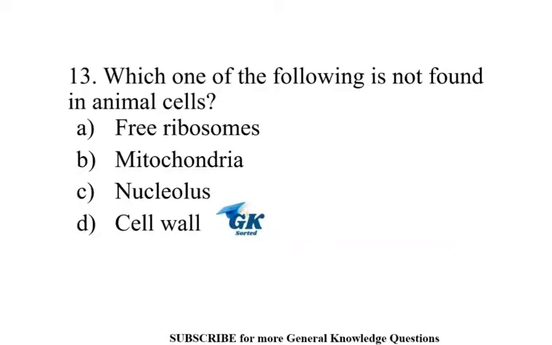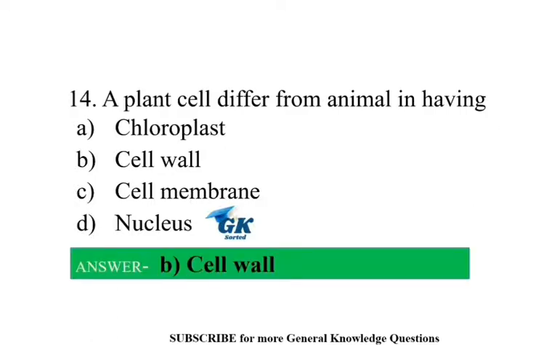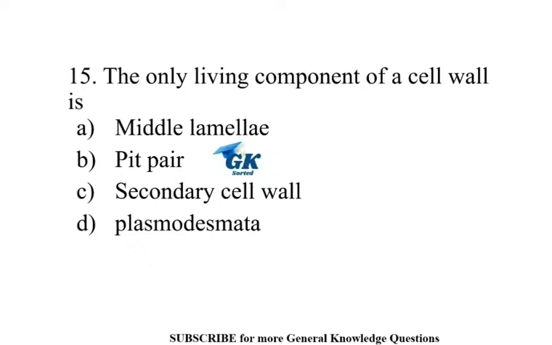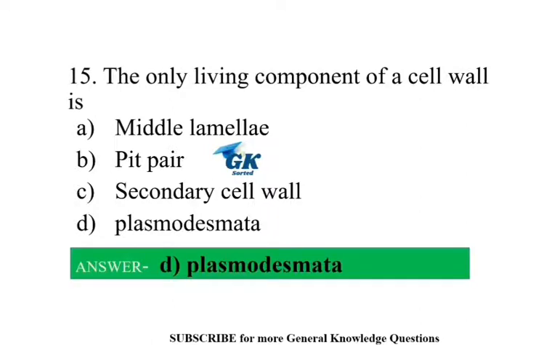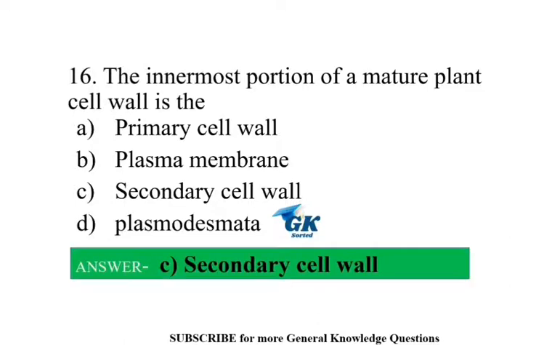Which one of the following is not found in animal cells? Cell wall. A plant cell differs from animal in having cell wall. The only living component of a cell wall is plasmodesmata. The innermost portion of a mature plant cell wall is the secondary cell wall.